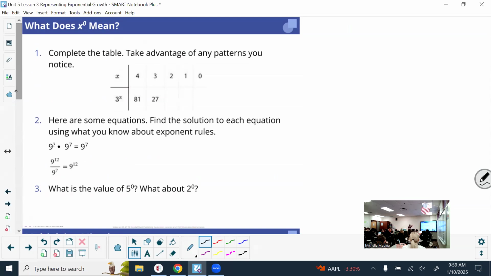Complete the table. Take advantage of any patterns you notice. So look at the patterns. Then you have a couple equations where there's a question mark. So there's a part of it that's missing. You have to be able to tell me what it should be based on what you know about the exponent rules. And then answer what's the value of 5 to the power of 0 and 2 to the power of 0. I'll give you 2 minutes just to try to answer those yourselves before we have a group discussion.